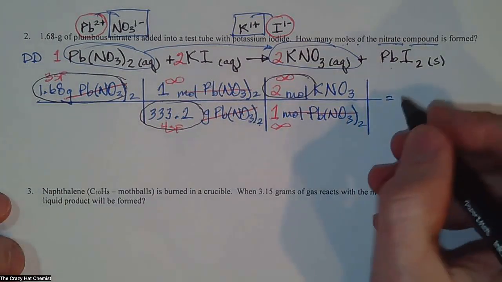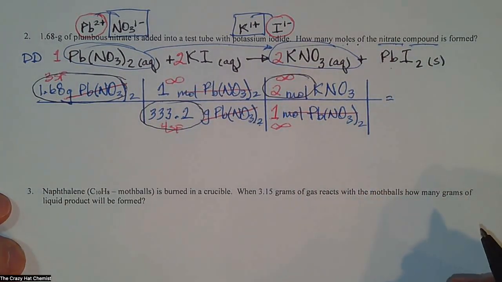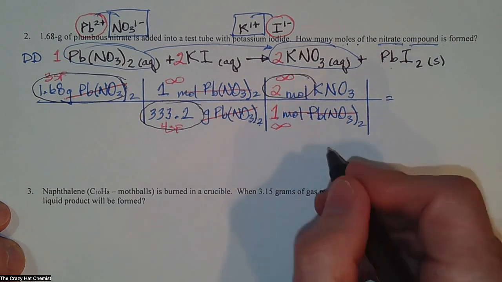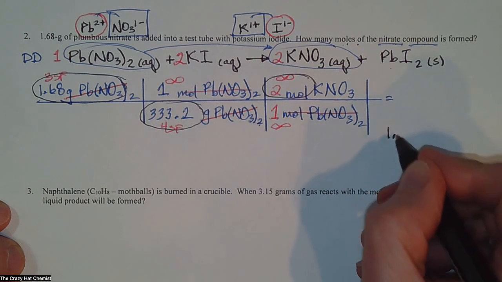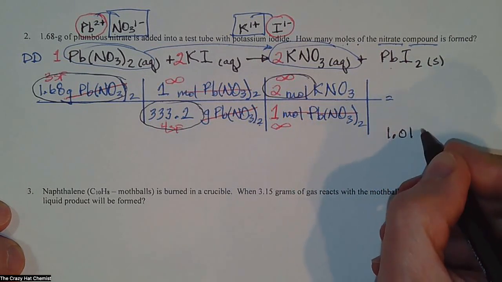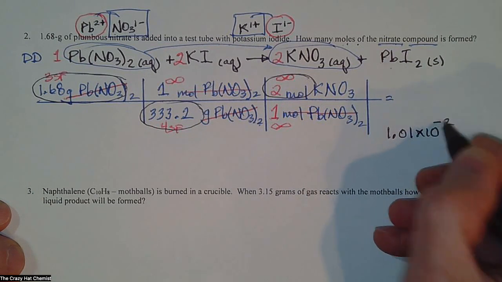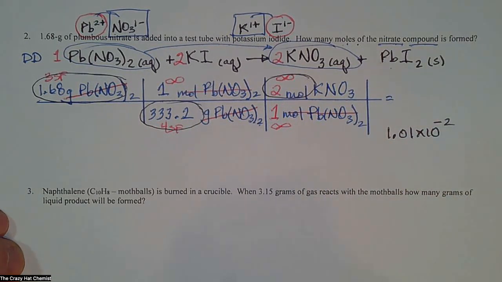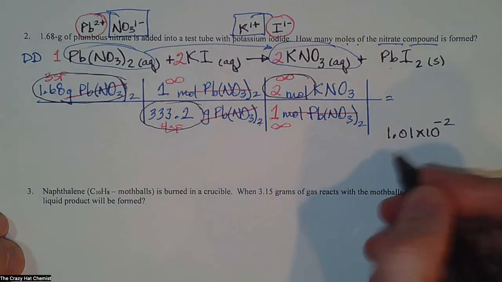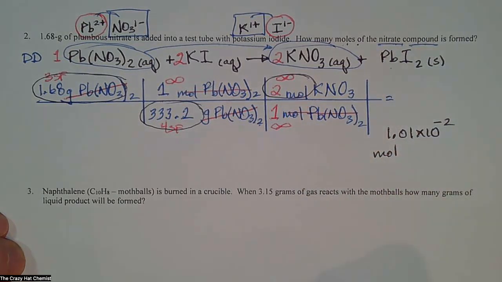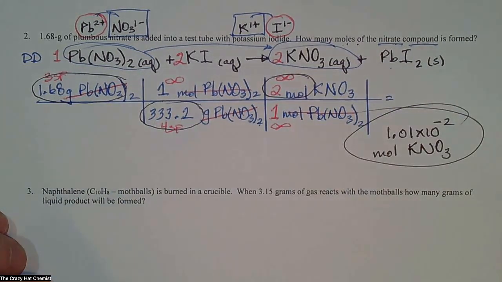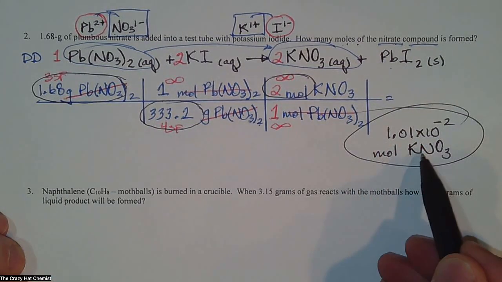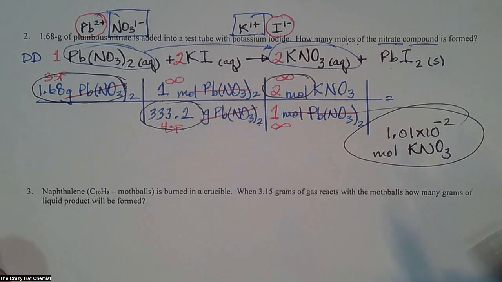I'm going to write this number in exponential notation. It could be in decimal form. It really doesn't matter. But I have 1.01 times 10 to the negative 2. That's in exponential notation. That number needs units. Those units are moles. And it needs a formula, and that is KNO3, potassium nitrate. So I have number, units, and a formula. Enough of that.